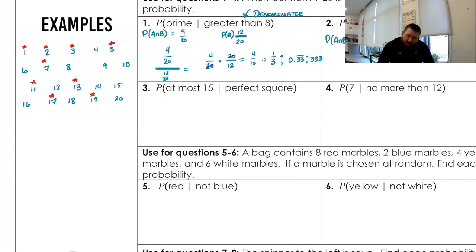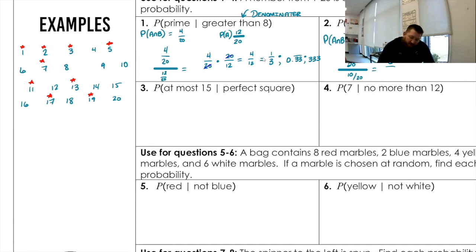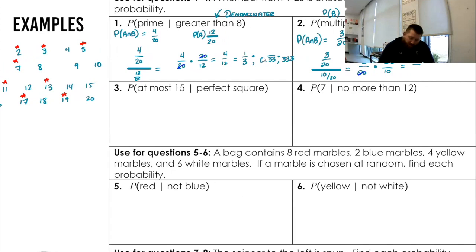And then we're just going to do our formula. So 3 out of 20 divided by 10 out of 20. Cannot divide fractions, so we multiply by the reciprocal. 3 out of 20 times 20 over 10. We can cancel out those 20s. And we get 3/10.